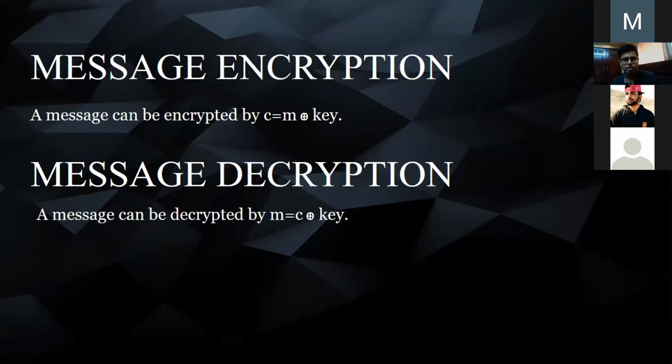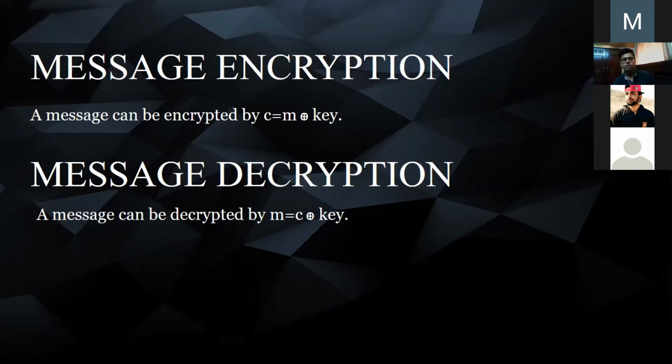Encryption means changing the message into a code, and decryption means changing a code into the message again. And why are we going to do that? Because we don't want anyone except the sender and receiver to read the message. That's why we cryptograph the message. How are we going to do encryption and decryption? From this equation, we can encrypt the message: C equals M XOR key. So what is C? C is the coded message.